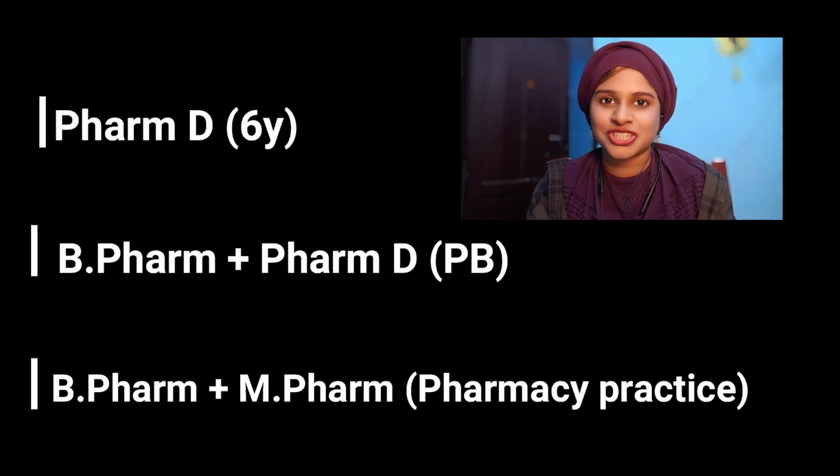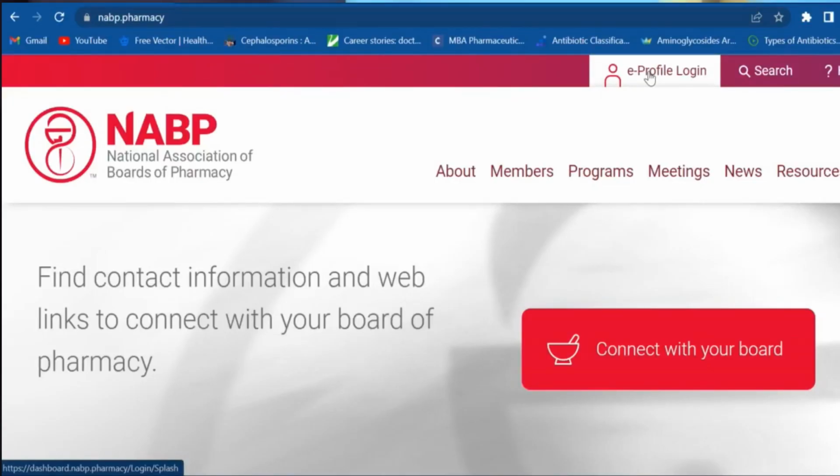So, keep watching. Step number 2 is to create a profile on the NABP website. Using this e-profile, you're going to do your further steps or procedures required for the application process. So make sure you create your e-profile with all your required information.